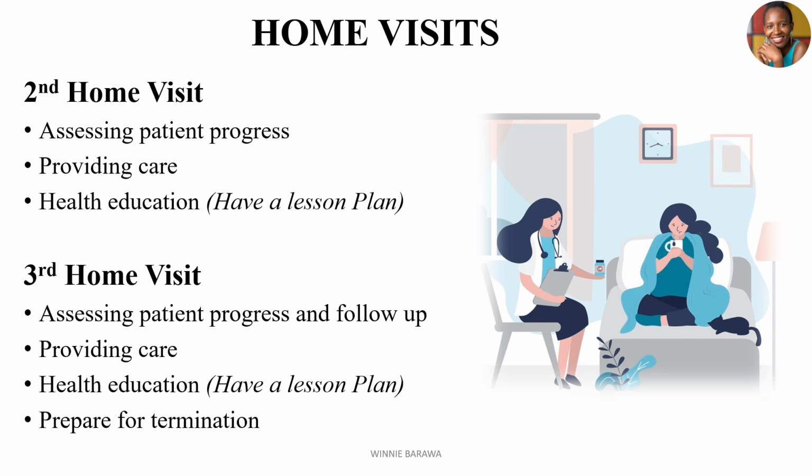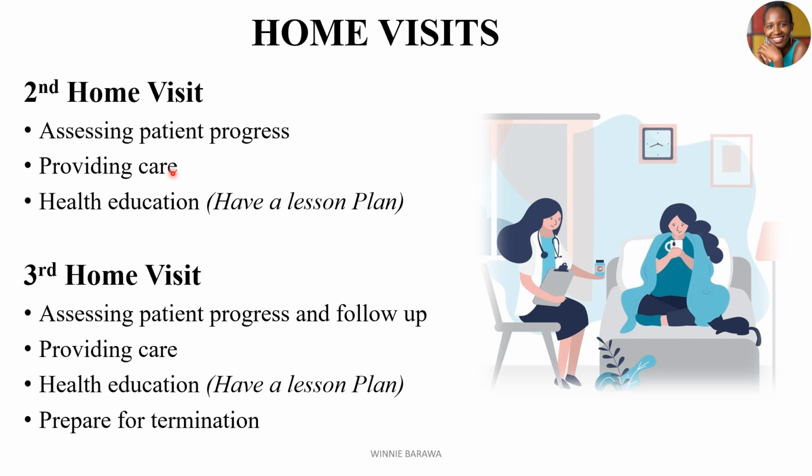Then we have the second visit and the third home visit. In the second home visit, we are assessing patient progress, of course, since the time we visited them in the first visit. We are going to provide care if there's any needed care, be it wound dressing, medication, or counseling. We're providing all the care that is needed. But this is where health education begins. Based on the needs that we checked in the previous visit, visit one, we want to start introducing the topics.